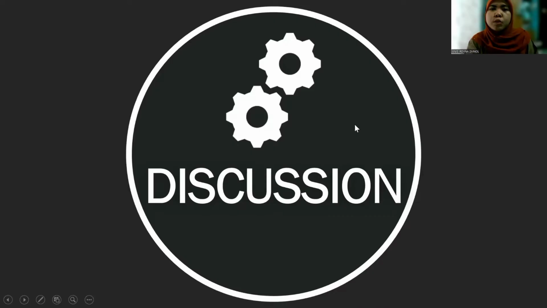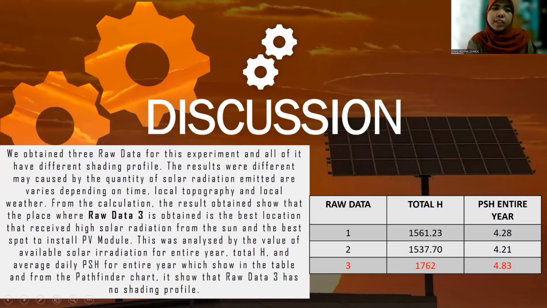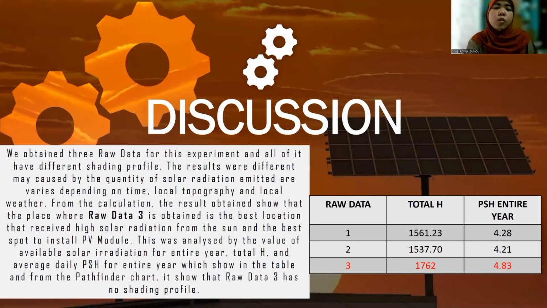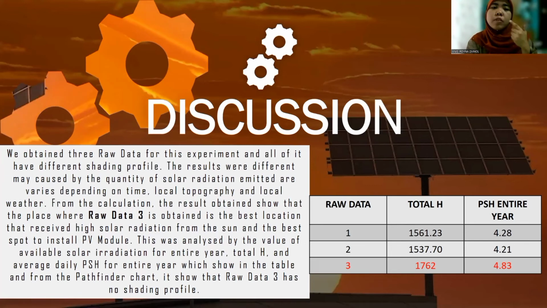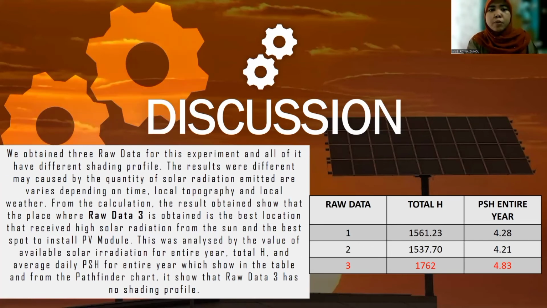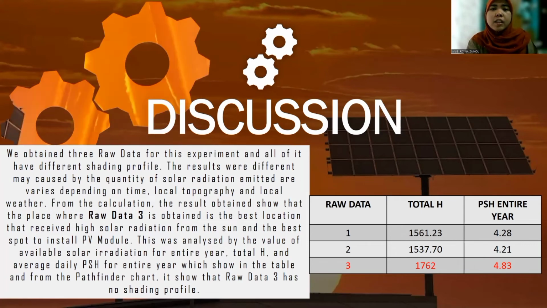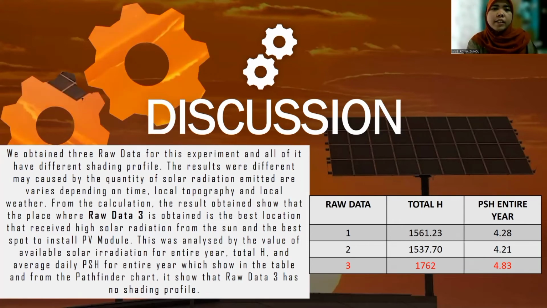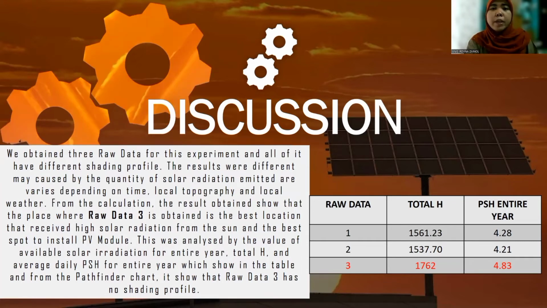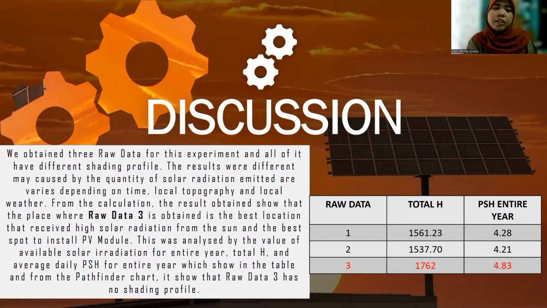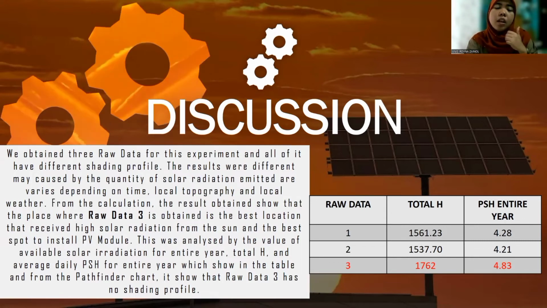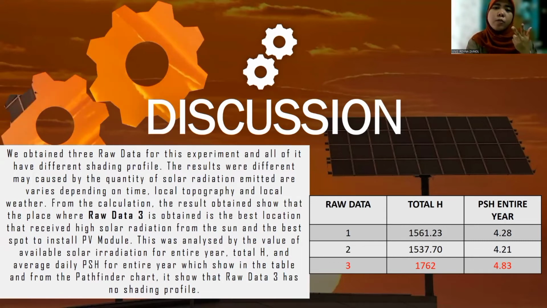Next, we move to discussion. I will explain briefly about our results and analysis. We obtained 3 raw data in this experiment: raw data 1, raw data 2, and raw data 3. All of the data have different shading profiles. As you can see, raw data 1 was shown earlier, and the 3 data were different, maybe because the quantity of solar radiation emitted varies depending on time, local topography, and local weather.